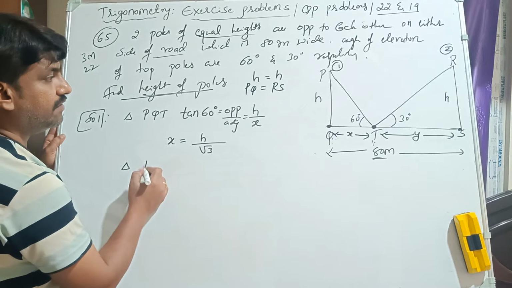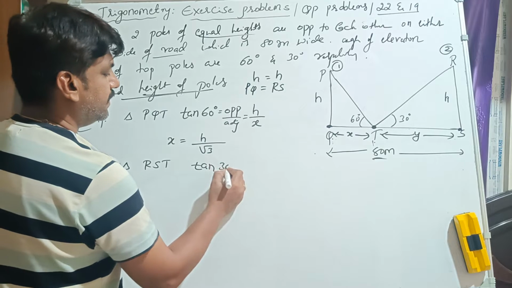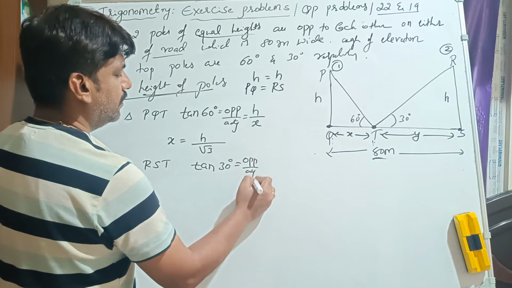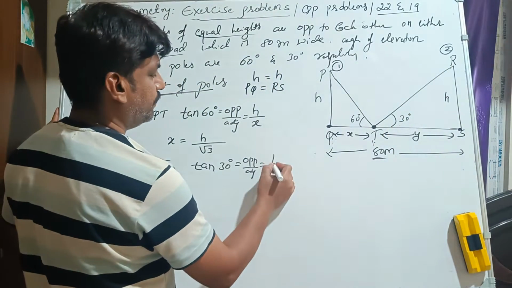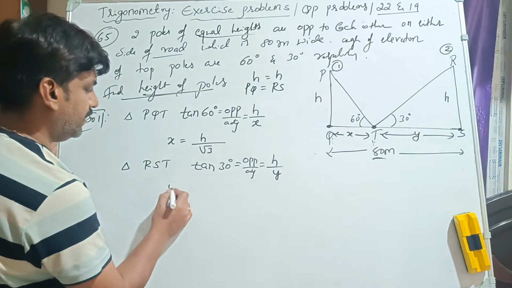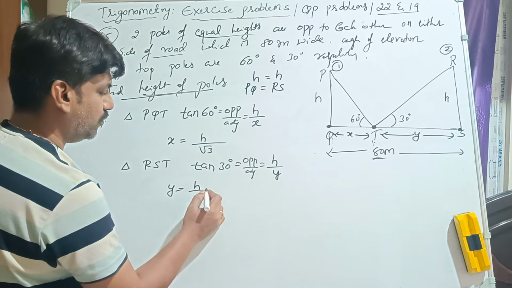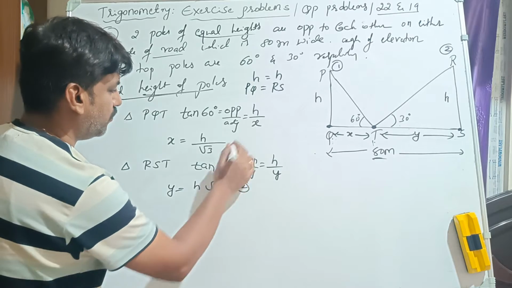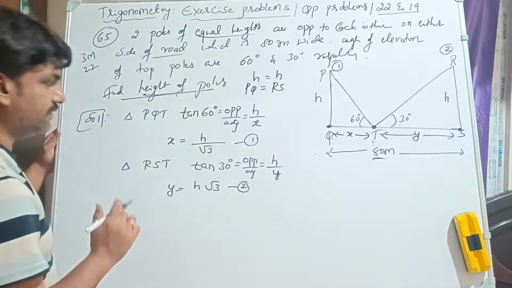For the second triangle we take RST. From this triangle we write tan 30°, which is opposite by adjacent. The opposite is H, the adjacent is Y, right? So Y is equal to H divided by tan 30, which means 1 by root 3, so the root 3 goes to the numerator and it becomes H into root 3. I will call this equation number 1 and this equation number 2, because we don't know X and Y, so we have put it like this.